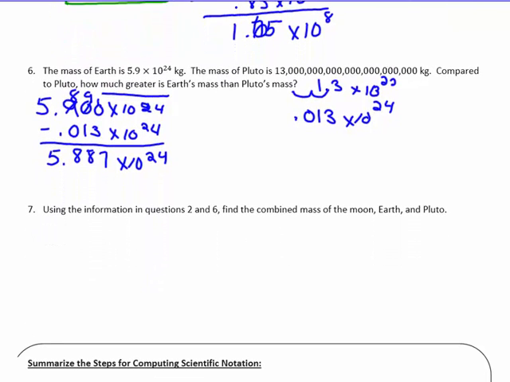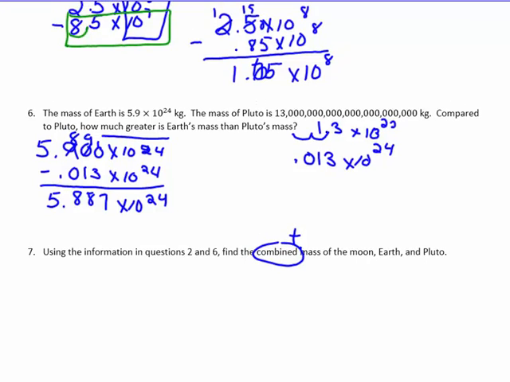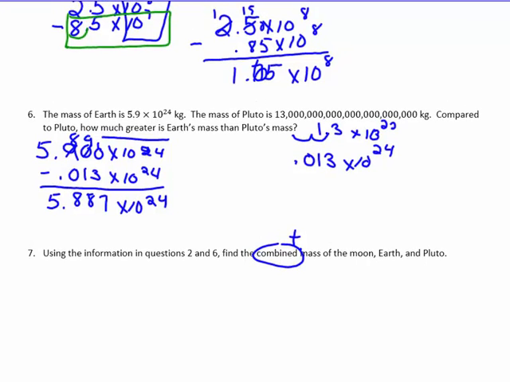Okay, use the information in questions 2 and 6 to find the combined mass of the Moon, Earth, and Pluto. Oh, boy. All right, so question number 2, which was on the other page, said that the mass of the Moon, I'm just going to write it down, is 7.3 times 10 to the 22nd. We know the mass of the Earth is 5.9 times 10 to the 24th. And we knew the mass of Pluto. I might as well take the one I already switched, 0.013 times 10 to the 24th.